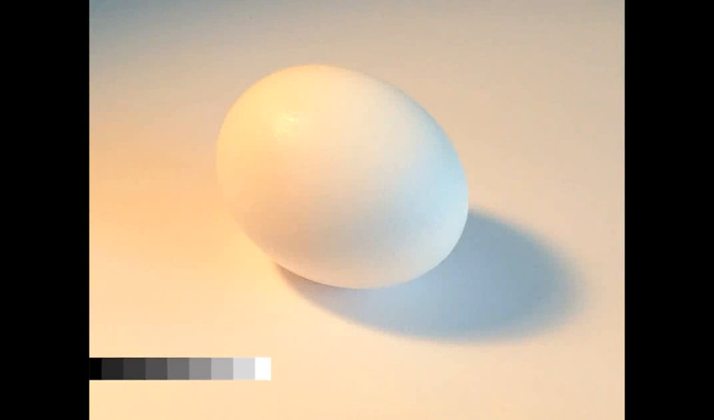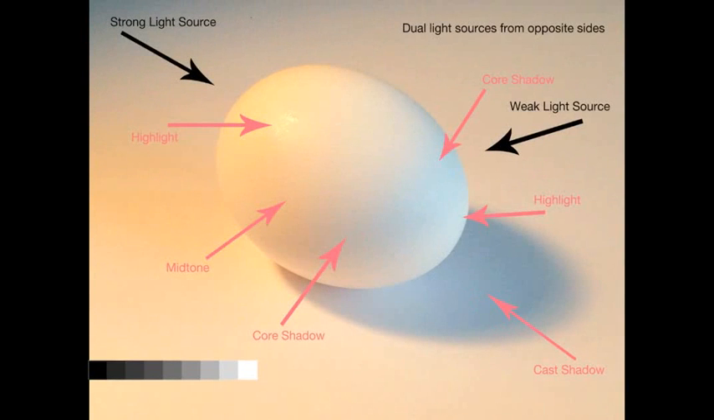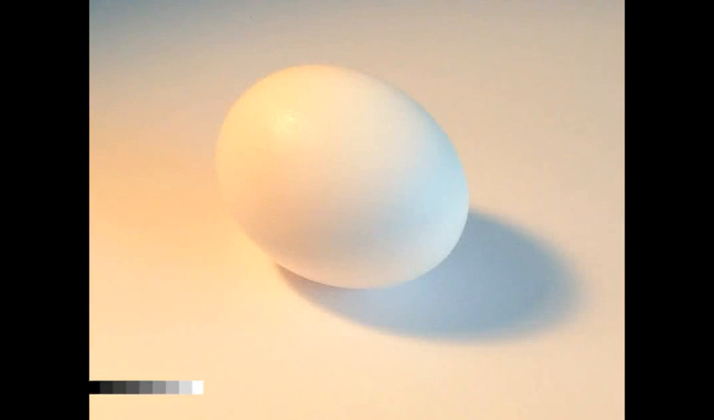Now in this egg, we have actually 2 light sources. One is a strong light source coming from the left, and the other is a weaker light source coming from the right. That's illustrated here. Notice what happens. We actually have 2 highlights, a large midtone area, a core shadow that actually happens before the highlight, and a cast shadow that actually has lighter areas inside of it. To help us see this, sometimes it's a good idea to squint your eyes and blur to help you see the values.